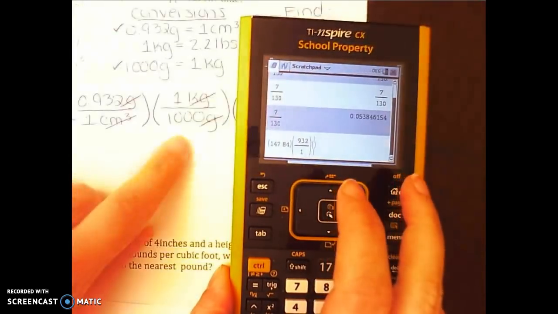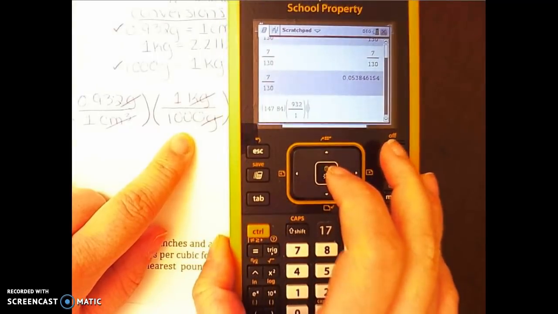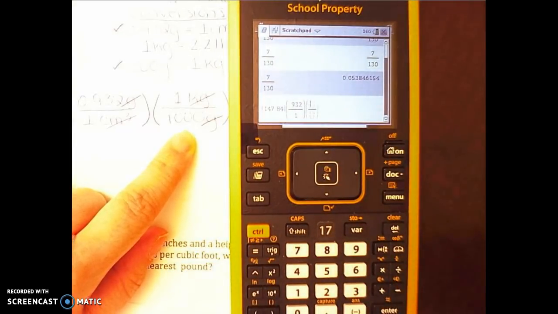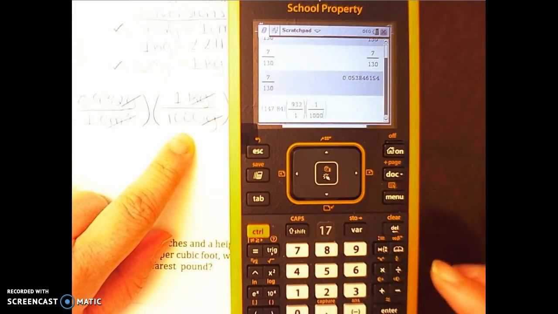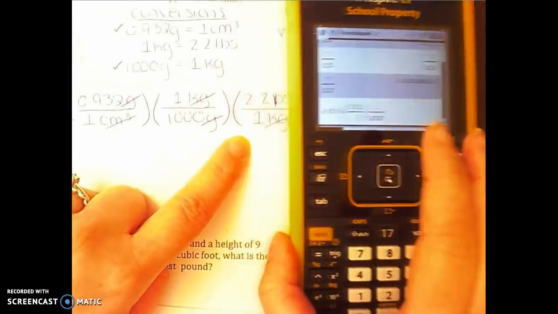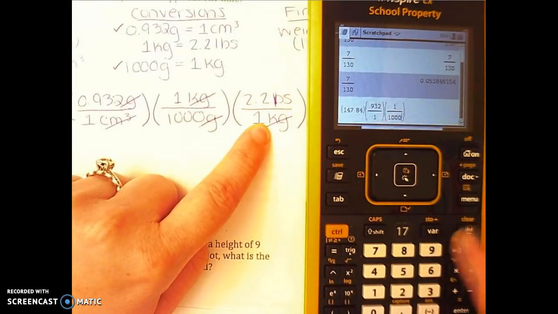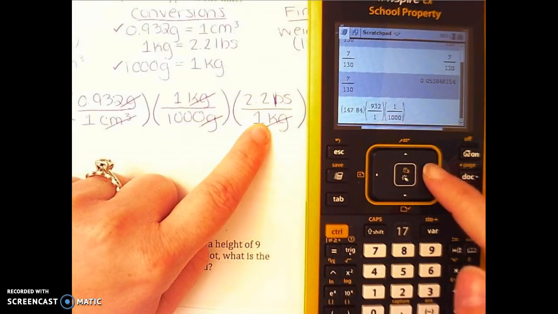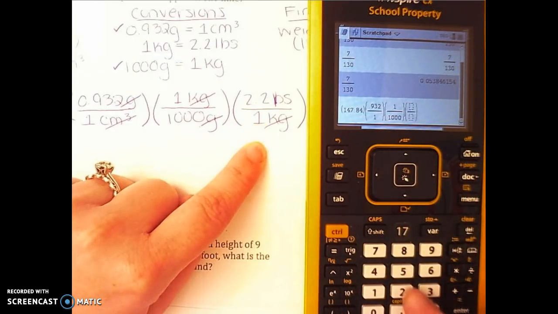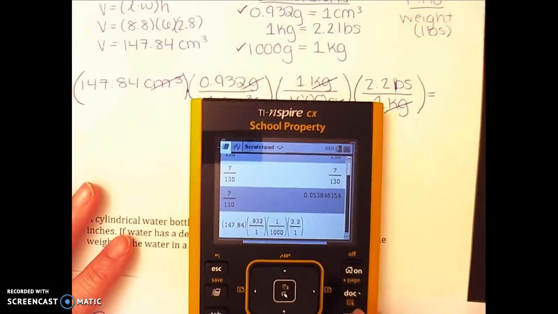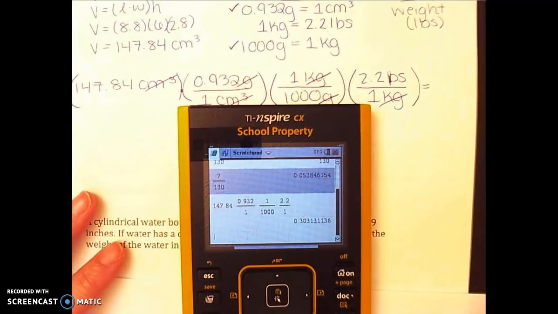I have another fraction here. So again, I'm going to control divide. I have 1 in the numerator, 1,000 in the denominator. And then the final one is here. So I'm going to arrow over, open another set of parentheses, control divide. 2.2 goes in the numerator, 1 goes in the denominator. And that's the whole thing. Okay, it's all in my calculator at once. So if I just hit enter, I have my answer.